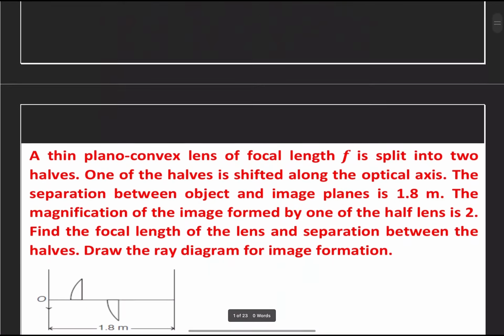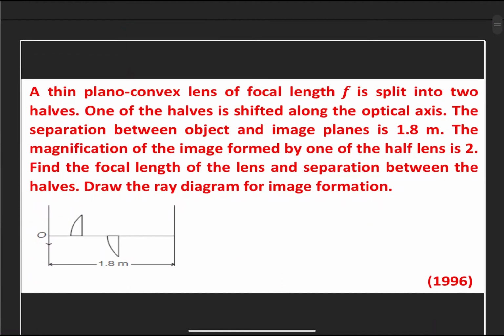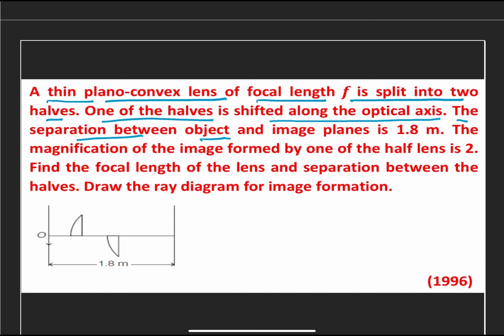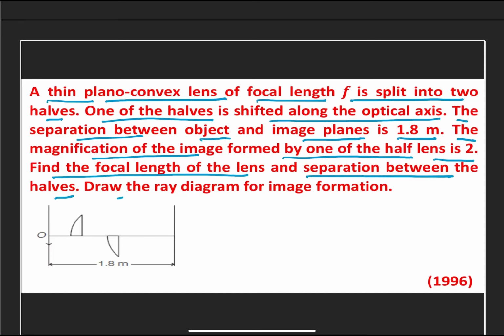So the first question states that a thin plano-convex lens of focal length f is split into two halves. One of the halves is shifted along the optical axis. The separation between the object and the image plane is 1.8 meter. The magnification of the image formed by one of the half lens is 2. Find the focal length of the lens and the separation between the halves. Draw the ray diagram for the image formation.